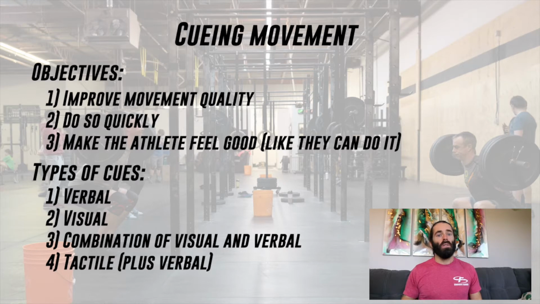I don't want to go over and over again with something and they don't get it and then they feel like they can't. So I want to make it quick and efficient so they feel good about it. There's three main types of cues that we're going to use in the gym, and then there's kind of combinations of those. Those are going to be verbal, visual, and tactile. And then a combination of visual and verbal, which I like to use a lot.